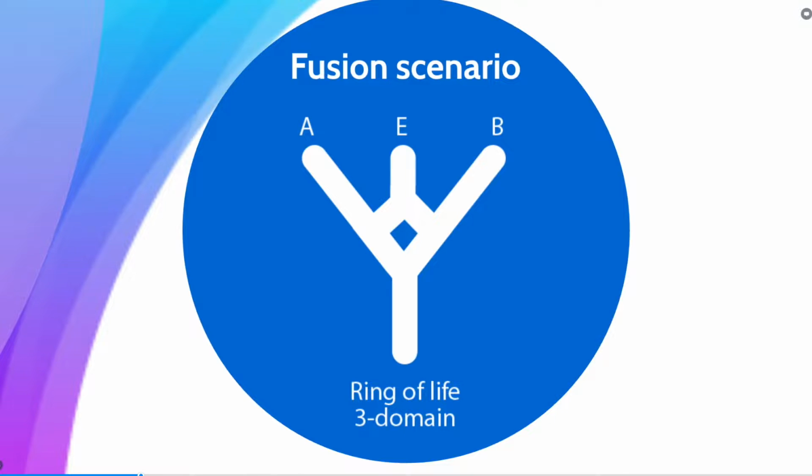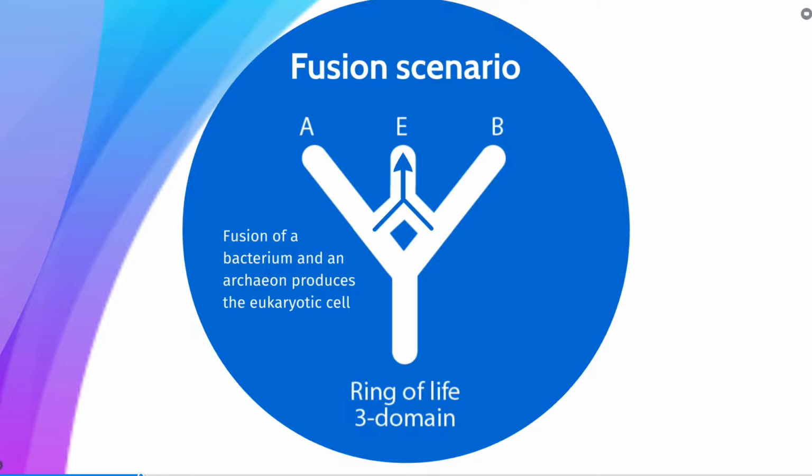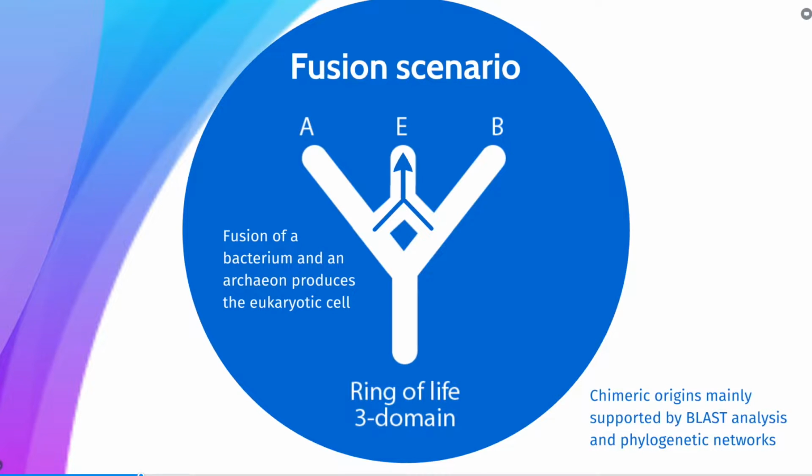A third view is the fusion, or ring of life 3-domain scenario. In this hypothesis, a bacterium fuses with an archaeon to form the eukaryotic cell. These chimeric origins are supported by BLAST analysis and phylogenetic networks.